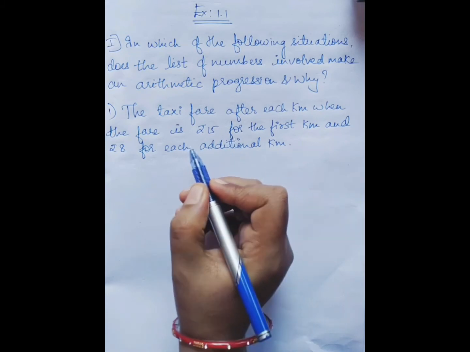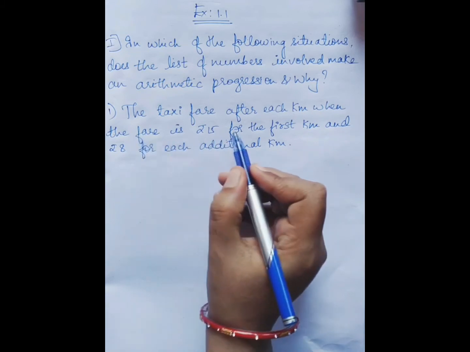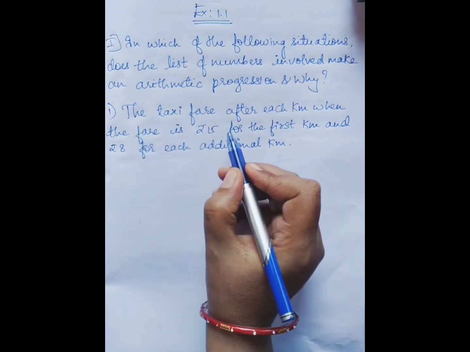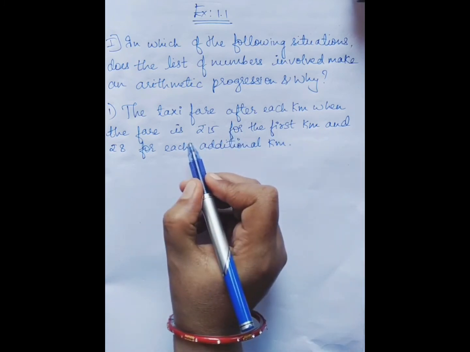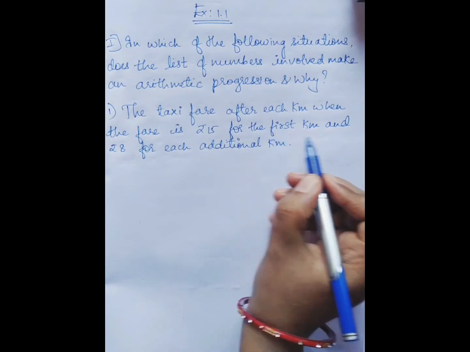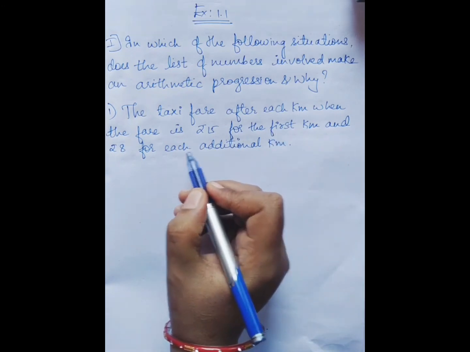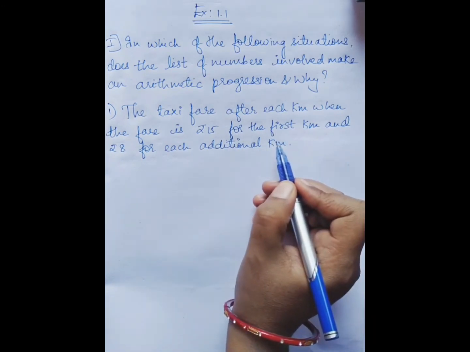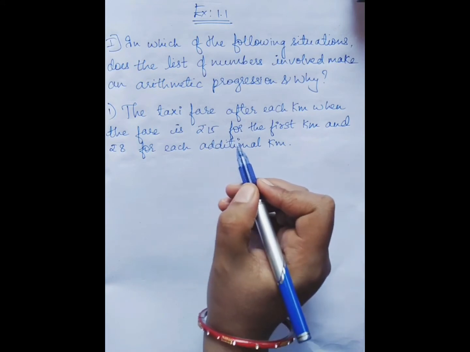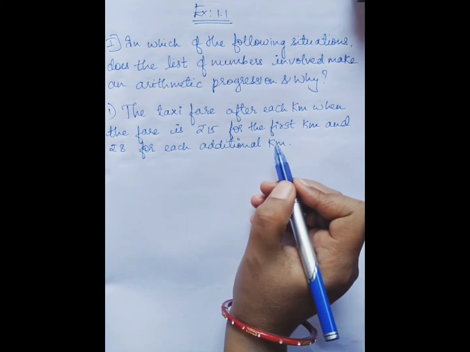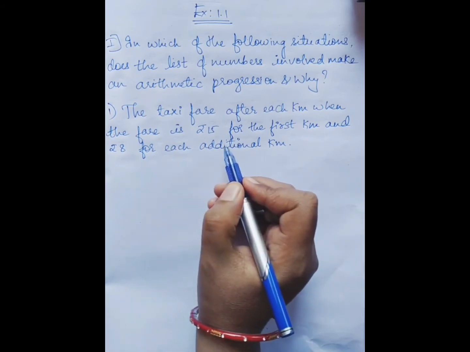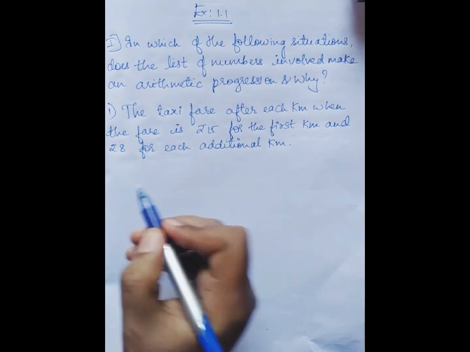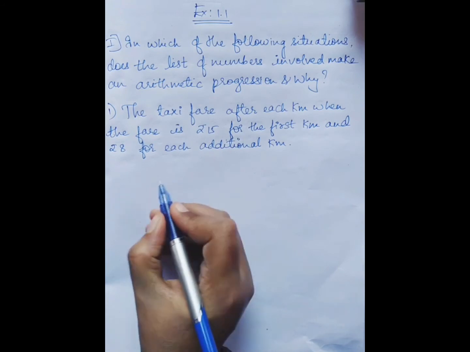So let's start. The question says what? You are travelling in a taxi and you are paying the person rupees 15 for the first kilometer, and the person is charging rupees 8 for the next kilometer. That means for as many kilometers as you are travelling, for each kilometer the person is asking you for an extra 8 rupees. So let us start with the solution.